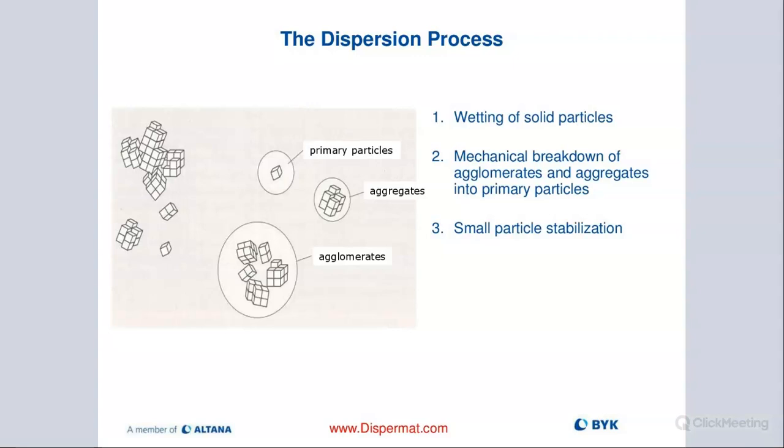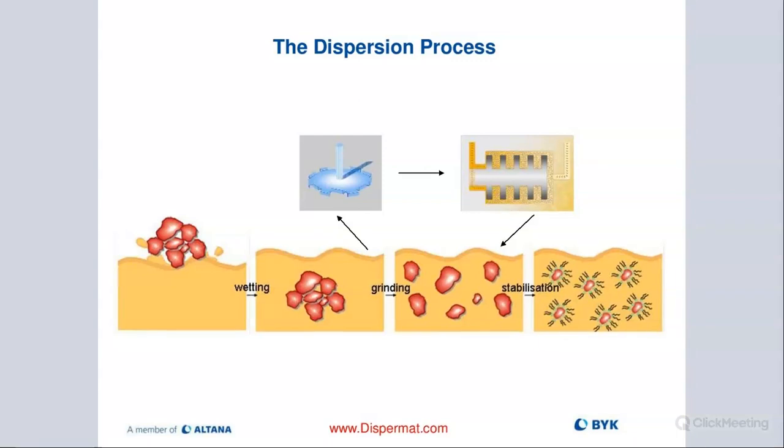So these are just smaller blocks. And then from the aggregate level down to the primary particle level, this is when we would actually use a media mill, either a basket mill or a horizontal mill, for example. Some people use 3-roll mills, old school, but that will really help to get these aggregates down to the primary particle level. So the dispersion process is really the wetting of our solid particles. That's the first step. Then the mechanical breakdown of the agglomerates and then the aggregates into primary particle size. And then again, the stabilization of our particles in our slurry.